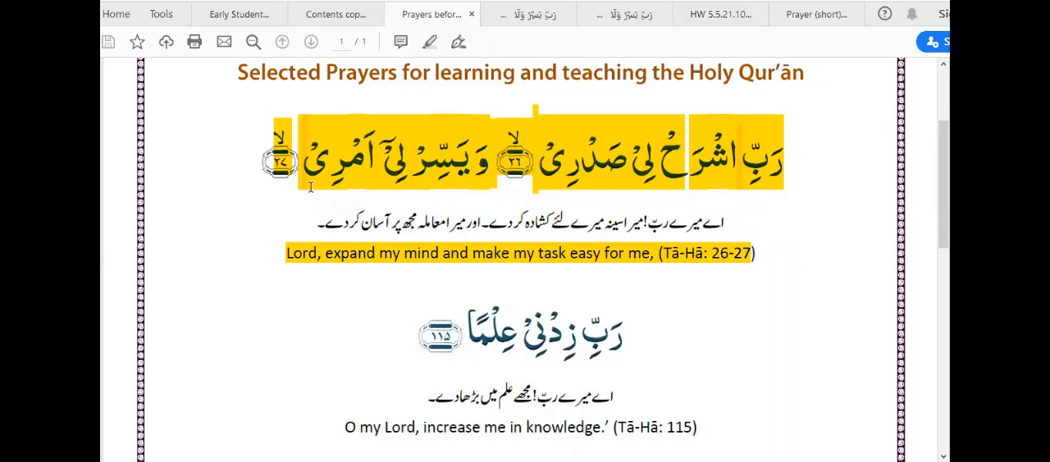MashaAllah, very well read. Jazakumullah. Can you please read the English translation for me as well, please? Lord, expand my mind and make my task easy for me. Alhamdulillah. Jazakumullah.